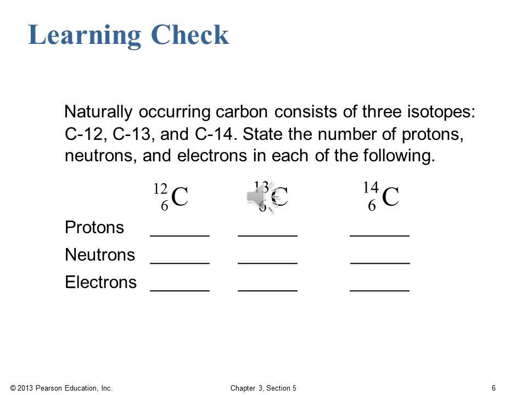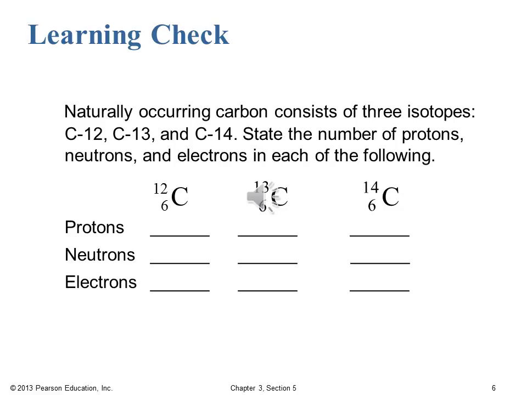Okay, let's go ahead and pause here for a moment to do a learning check, make sure we're getting the information we need to be getting from this part of the chapter. Here, our learning check tells us that naturally occurring carbon consists of 3 isotopes, carbon-12, carbon-13, and carbon-14. And notice that's another way to represent isotopes, with the element symbol, a dash, and the mass number, because obviously the element symbol also gives us the atomic number if we were to look at the periodic table, for instance.